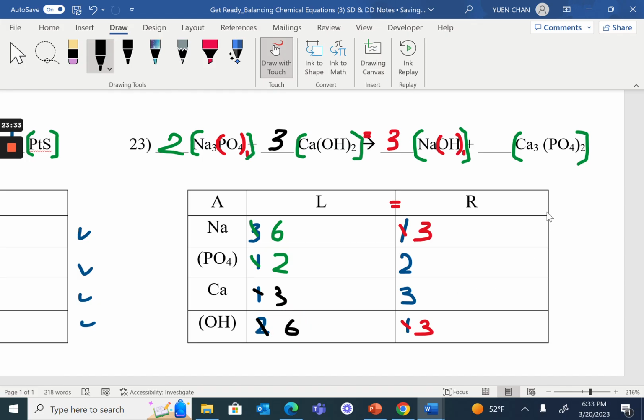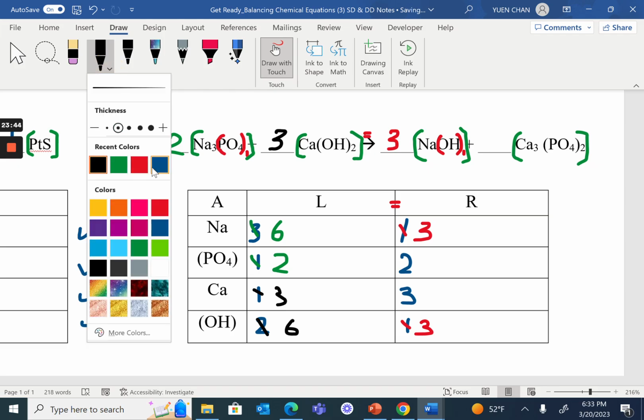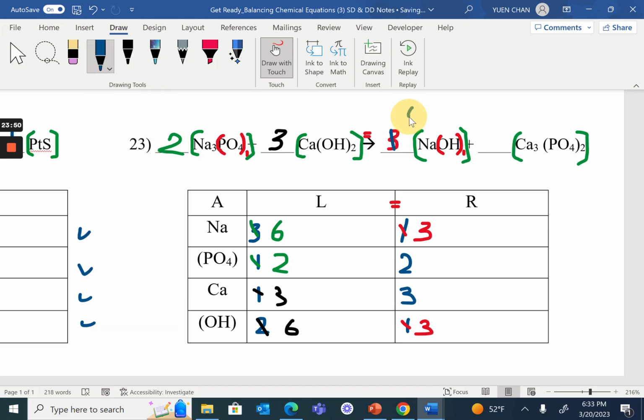Okay. Now I want to look at it. You know what? My Na and the OH on the right-hand side are not balanced. So I want to change my Na again. So I can go back. Okay, on the right-hand side, I want to make my Na become 6. So I cross this out to make this 6. When I make this 6, I change everything. I change my Na to be 6. I change my OH to be 6 on the right-hand side.